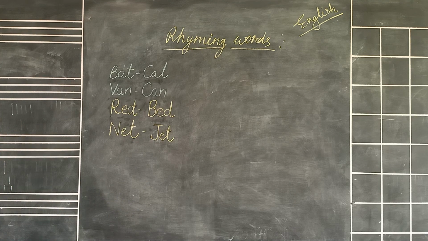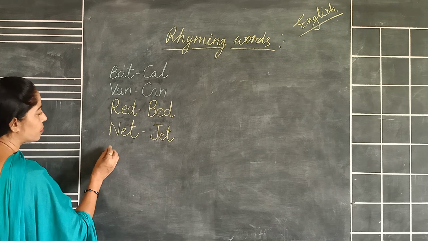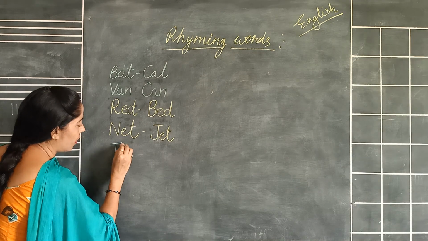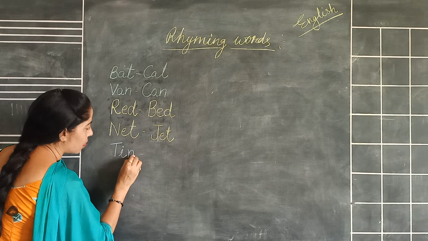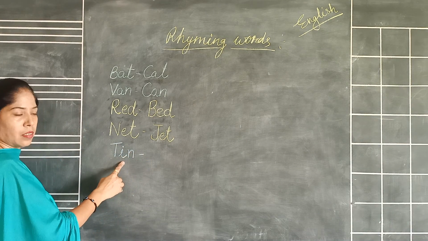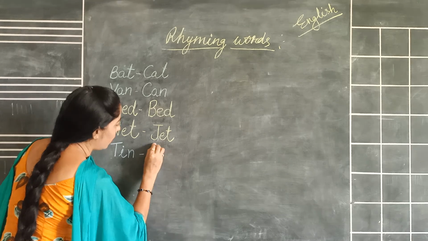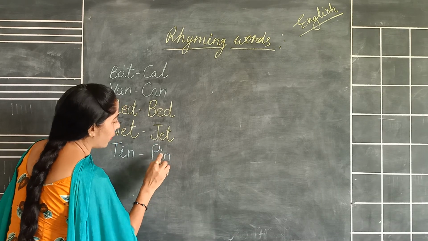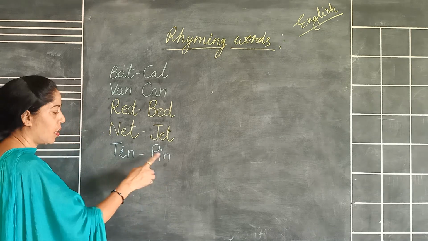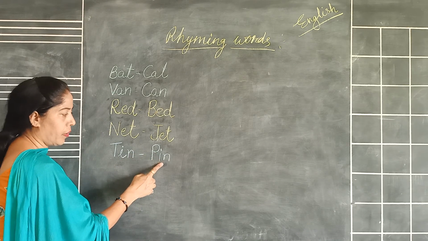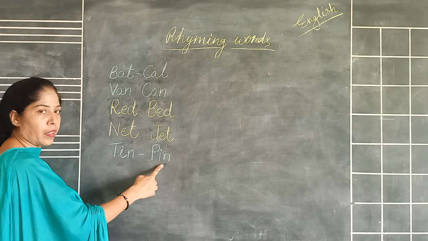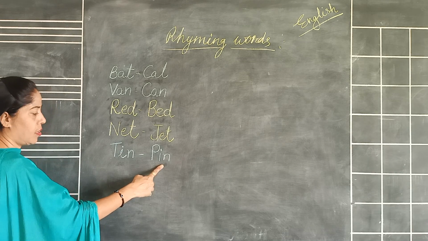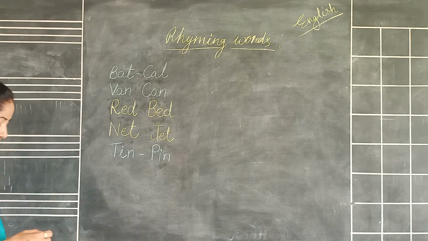Now once again, T I N, tin. P I N, pin. Tin, pin. Both are giving the same ending sound. These are rhyming words. Now next one.